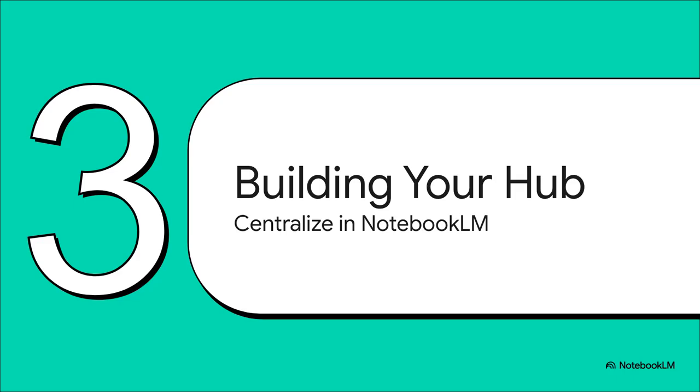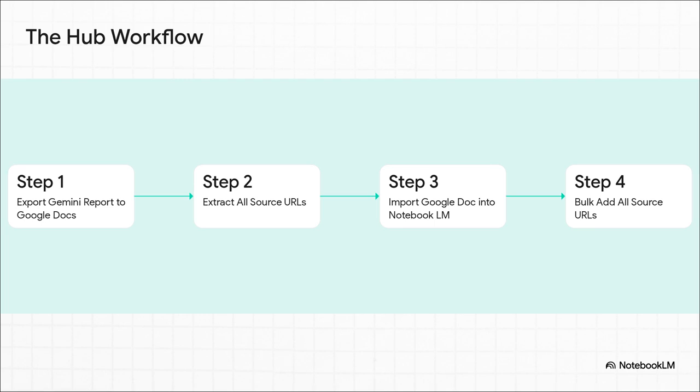Okay, so we've used Gemini to create this incredibly powerful, focused report. The next step is to take that report and all of its sources and move them into Notebook LM. This is where we build our centralized knowledge hub. The workflow for this is actually really straightforward. First, just export that Gemini report straight to a Google Doc. Next, scroll to the bottom of that doc, copy all the source links, and just ask Gemini to pull out only the URLs for you.